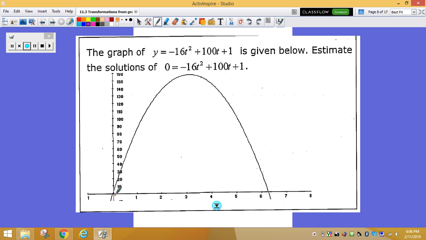Estimate the solutions. Well, this one looks like it's about at 0. This one looks like it's about, well, this is between 6 and 7. This is about halfway in between. So I would guess like 6.3 or 6.4, somewhere along there. Okay, because it's not exactly on 6 and it's not exactly on 7. But if you guess somewhere in the lower 6 point somethings, then that would be fine.